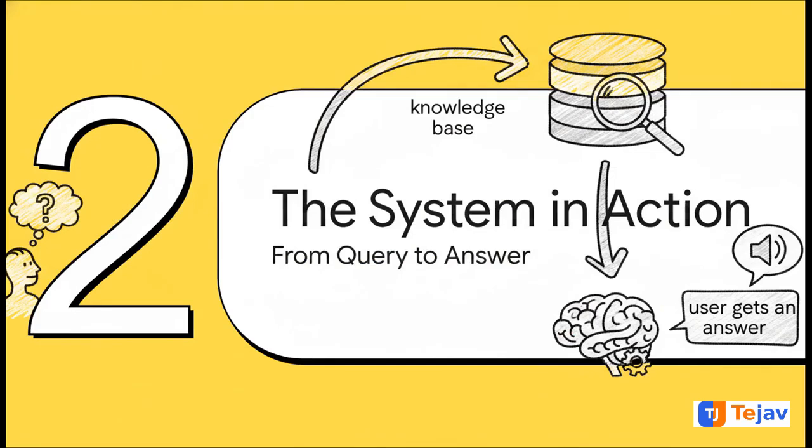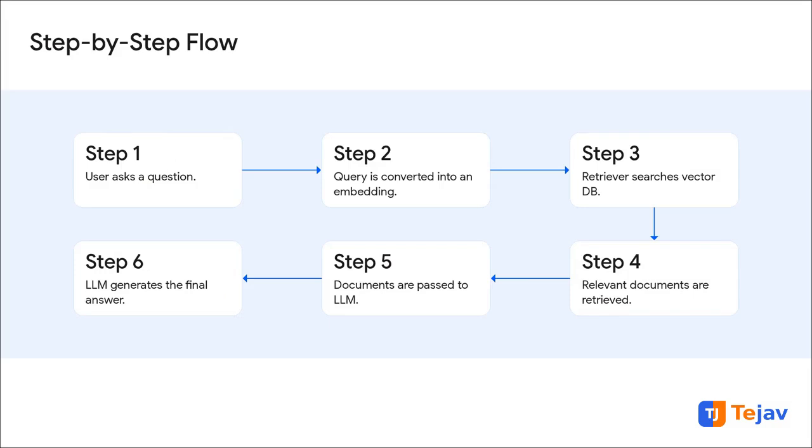Okay, so we've met the players. Now let's see how they all work together as a team. We're going to zoom back out and just follow the data, all the way from the initial question to that final generated answer. All right, here's the full play-by-play. Step 1, a user asks a question. Step 2, that question gets turned into a vector. 3, the retriever searches the database.